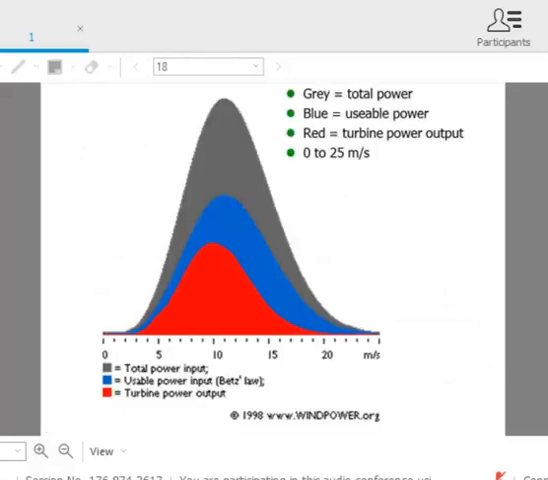Gray color, blue color, red color, 0 to 25 meter per second. So I have seen many wind machines that operate between 5 meter per second to 15 meter per second. So if wind speed is less than 5 meter per second, then it will auto cut off. If it is greater than this, then it will also auto cut.